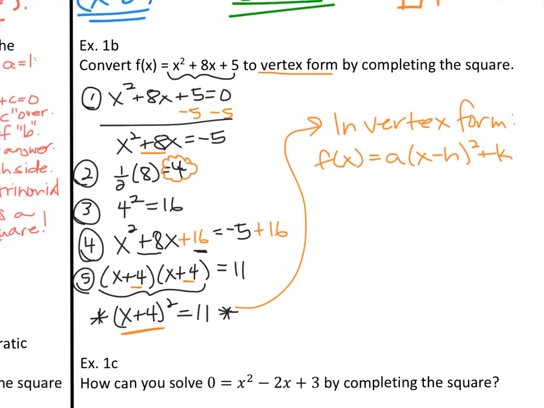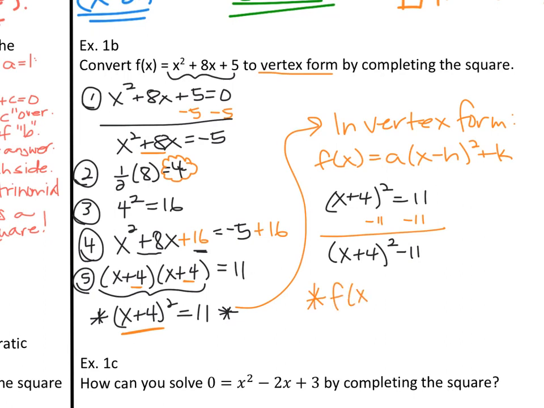If we do x plus 4 squared equals 11, we'd have to move 11 back over by subtracting. That won't go on the inside of the parenthesis. We have to be careful with our order of operations. That would go after, and that's like the k value. In vertex form, this will be our final answer now. We would write f of x equals x plus 4 squared minus 11. So that's converting from standard form to vertex form of a quadratic function by completing the square.